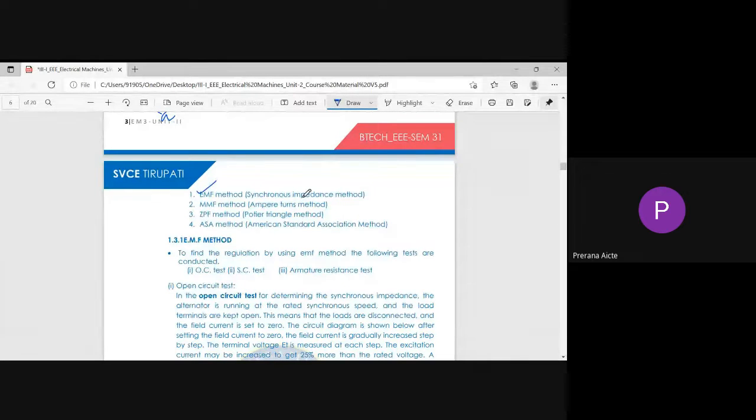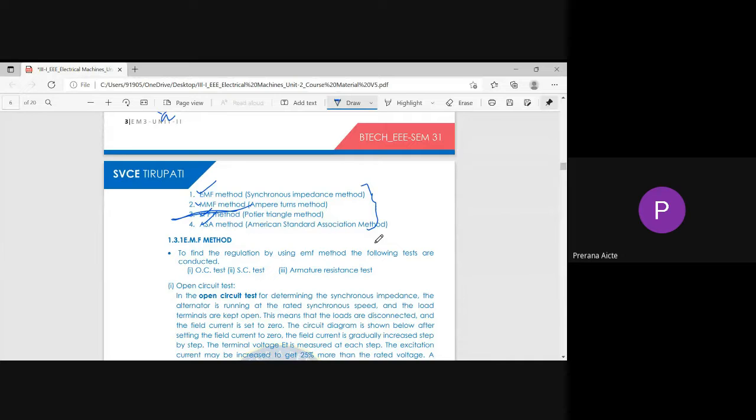The first method is the EMF method or synchronous impedance method. Then the MMF method, the ampere turns method. Then the ZPF method, or Potier triangle method. And the ASA method, American Standards Association method. These are the four important methods to calculate the voltage regulation of the alternator. Among these, the method that gives the most accurate results is the ZPF method. The ZPF method gives a more accurate voltage regulation compared to the EMF method and the MMF method.